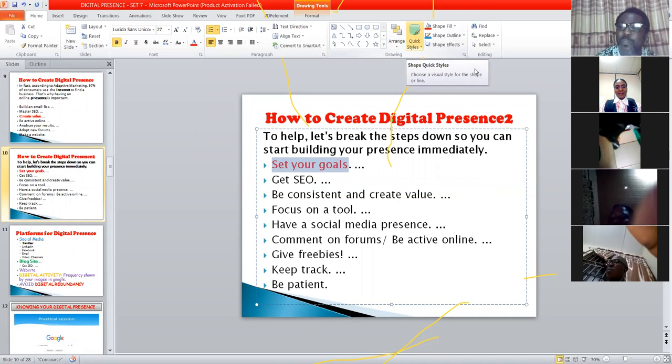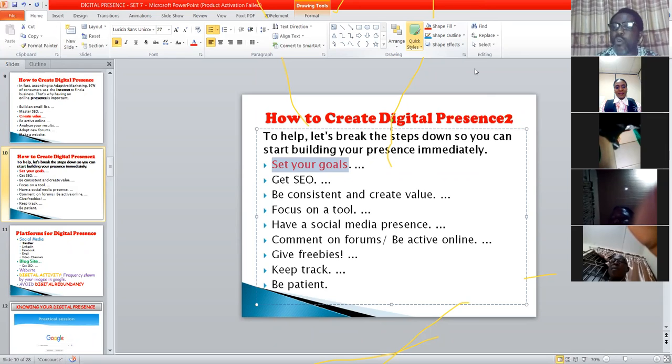From the class we have had before, you remember that we spoke about digital natives, digital immigrants, and digital aliens. And digital immigrants are those people that migrated into the digital world, and they are doing fine. You understand? They are using it for one thing or the other. Those are the digital immigrants. So you set your goals.